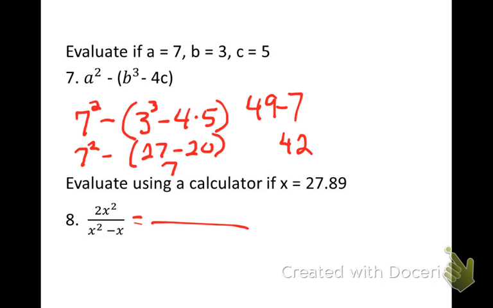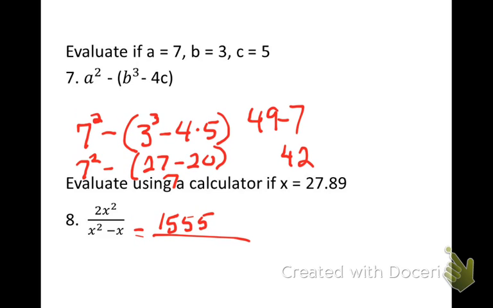So I'm going to take 27.89. I'm going to square it. And remember, most of you do have an x squared key on your calculator. And then I'm going to multiply that answer times 2. Now, if I would have used parentheses, I would not need to write all this down, but since I didn't use parentheses, I'm going to write it all down.